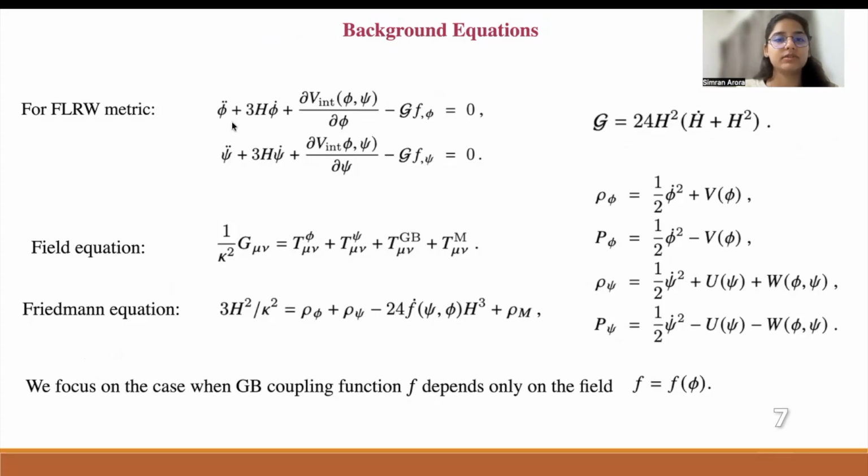So we have this particular equation for the FLRW metric, and we can write corresponding densities for phi and psi: rho phi, p phi, rho psi, and p psi. And we have included this interaction in the psi term, where psi is acting as dark matter. This is the Friedmann equation we have: 3H squared is equal to rho phi plus rho psi, and depending on this particular f.